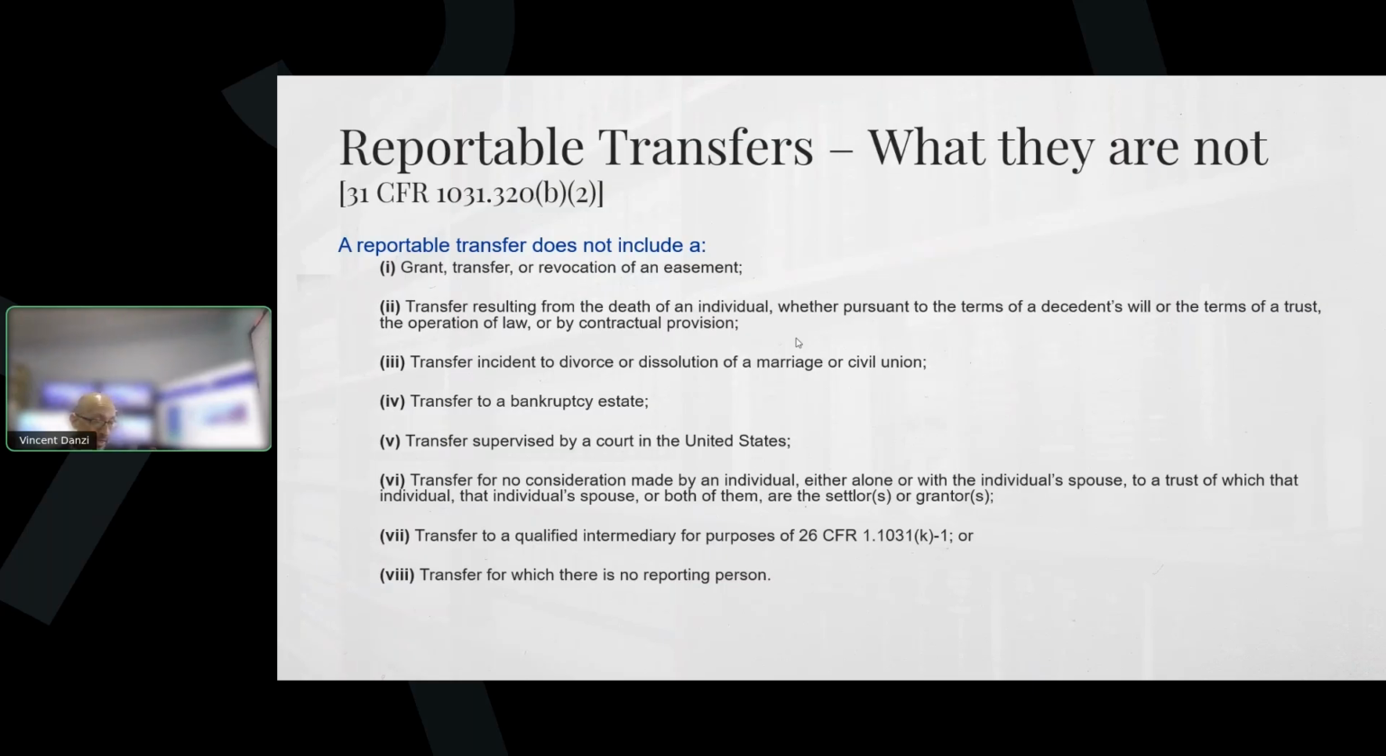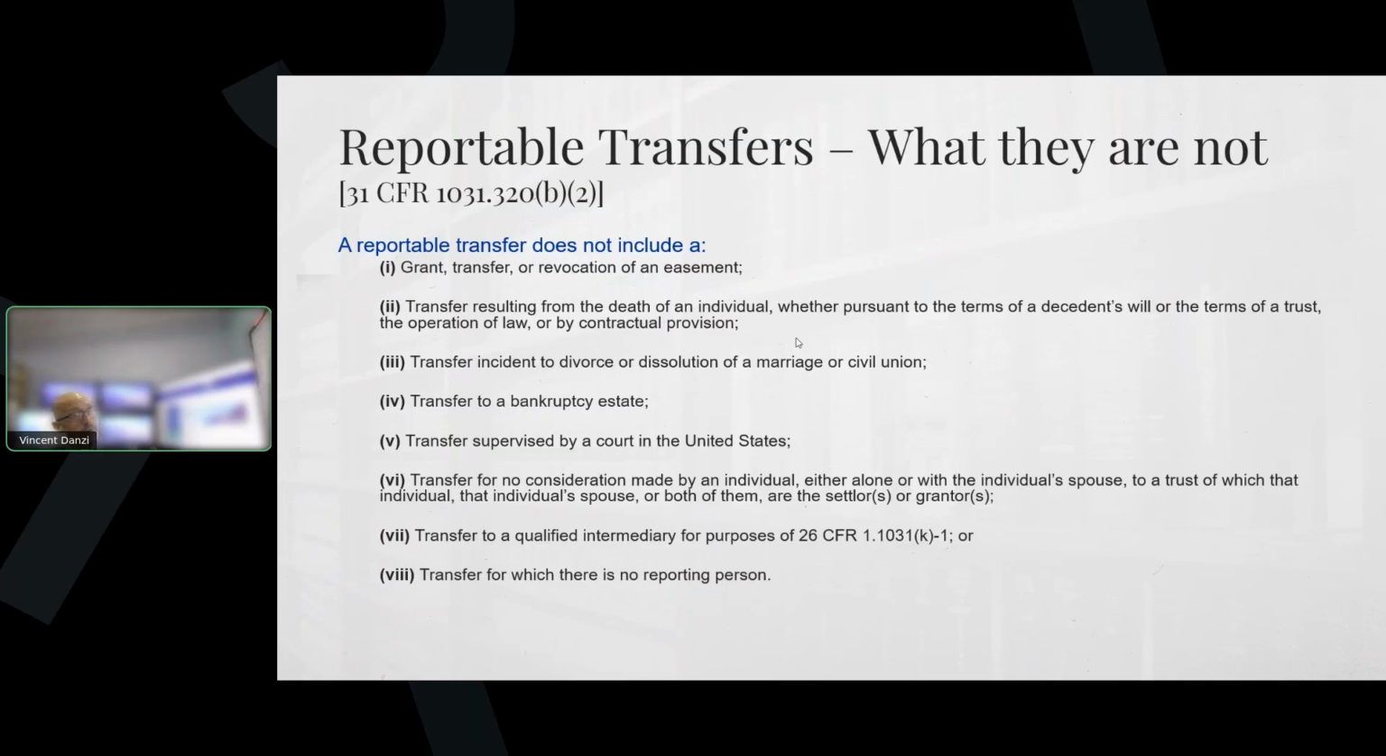And this kind of makes sense, right? The whole point of this reporting in the first place is to enable the government to have an eye on these transactions. So transactions that happen because someone died or because someone went bankrupt or just under the auspices of a court, that's good enough. And the rule does not define that as a reportable transfer.